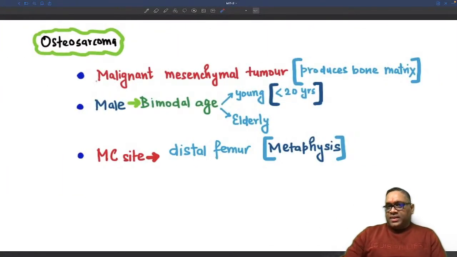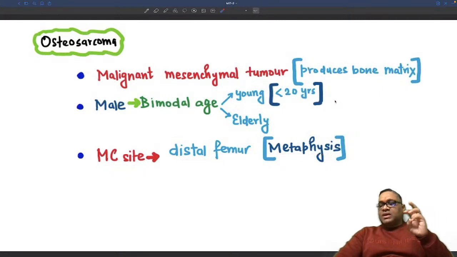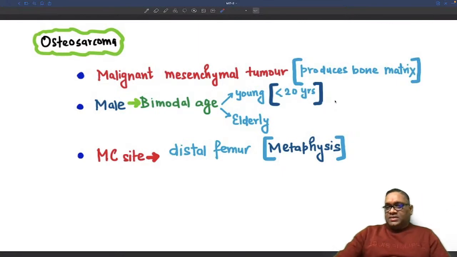Osteosarcoma, what will be the finding? Osteosarcoma is a malignant mesenchymal tumor, and it produces bony matrix, right? And here you will see a bimodal age group distribution, younger and older age groups, both can be affected. The most common site will be the distal femur, in the metaphysis. So now you are seeing all these three tumors are metaphyseal, at the distal femur. But osteoclastoma or giant cell tumor was epiphyseal, Ewing sarcoma was diaphyseal, and now osteosarcoma is metaphyseal, right?